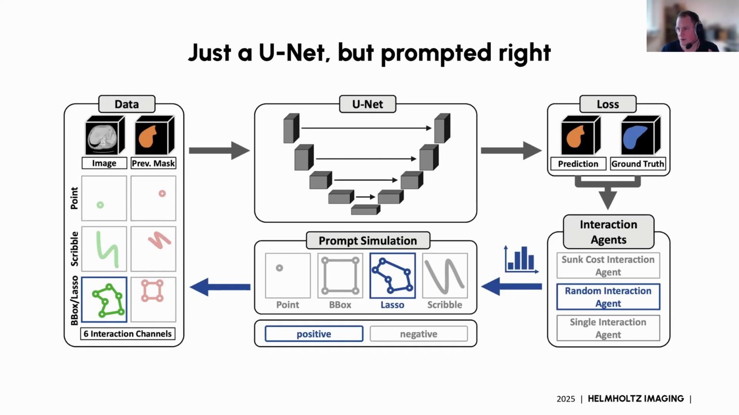And then depending on what kind of user type we selected, we called those interaction agents, we can decide what should the next interaction be. So given the previous prediction and the previous interaction, in this case we again say, let's pick a lasso and make it a positive interaction and let the user try to add something that was missing from the previous iteration. And this is basically on a high level what the training looks like. So we basically just show these examples and we rotate them a couple of times through this loop so that the UNet really can learn from its past mistakes and correct them with the help of user guidance.